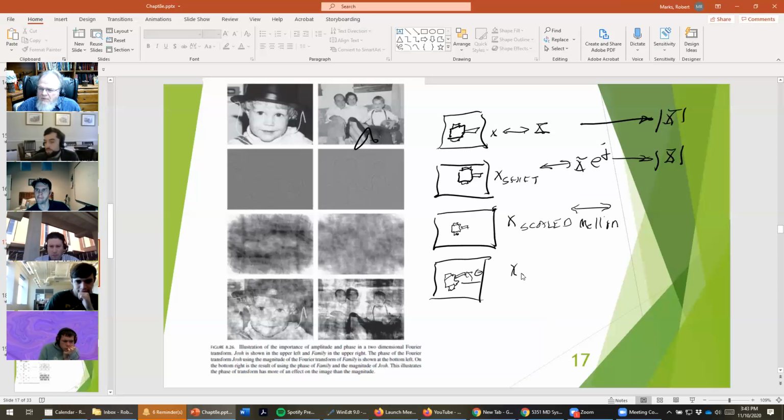Okay, so this would be X rotated. Well, there's ways to do that, and this would be something using circular harmonics. And that's in the book, but we're not going to cover it. But in both of these cases, both the Mellin transform and the circular harmonics, what you had to do is throw away the magnitude. So you just looked at the Fourier transform of the Mellin transform. You just looked at the magnitude of the circular harmonics.